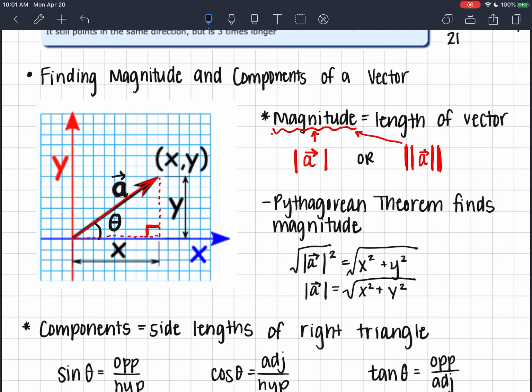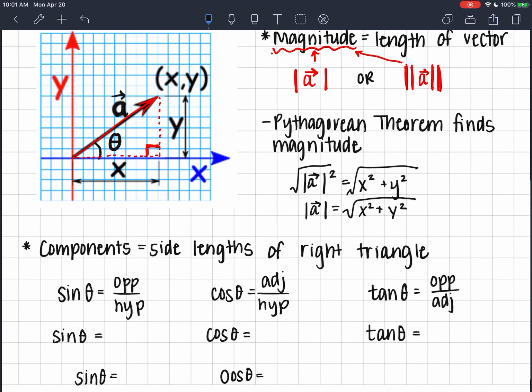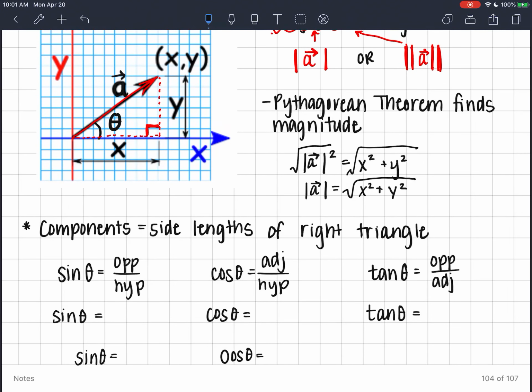So this is a formula I'm going to use pretty frequently when I'm trying to find the length of a vector. Now let's say I didn't know what x or y was. They were unknown to me. But let's say I knew what my theta was and I knew what my magnitude was. I can use trig functions to find my side lengths, just like I can use trig functions to find the side lengths of a right triangle in geometry. It's the same thing because vectors are very, very similar to right triangles because they kind of are right triangles.